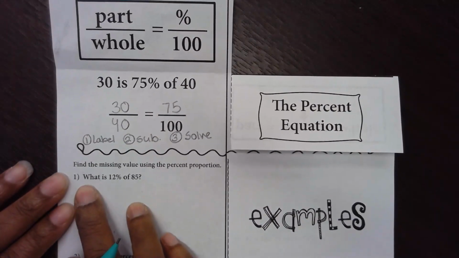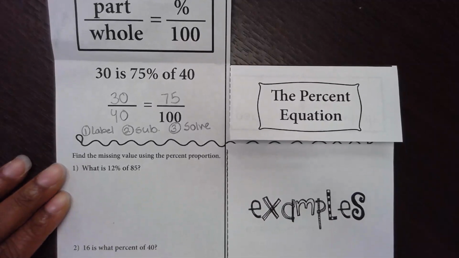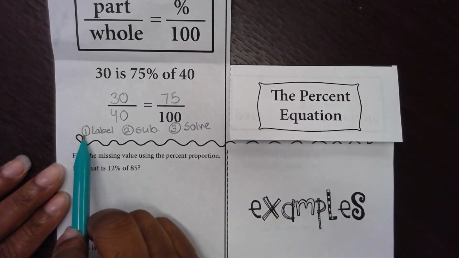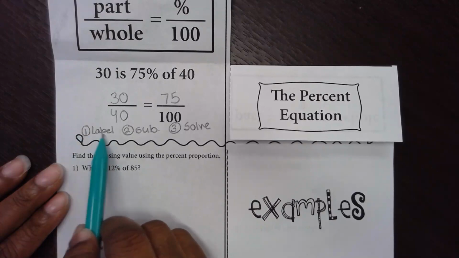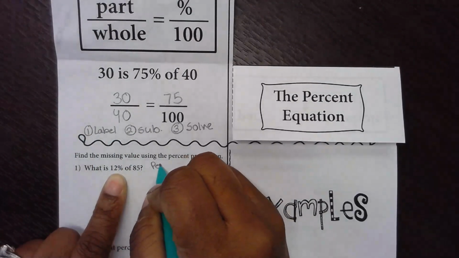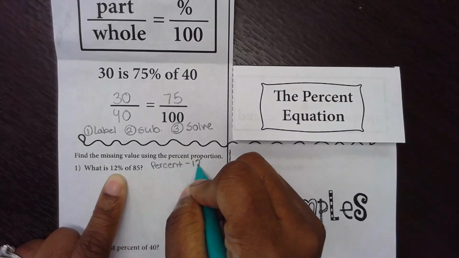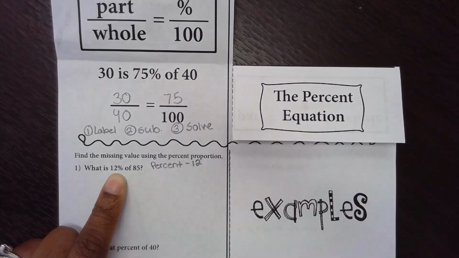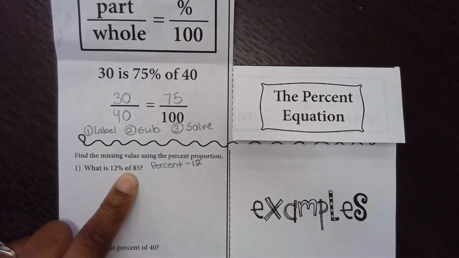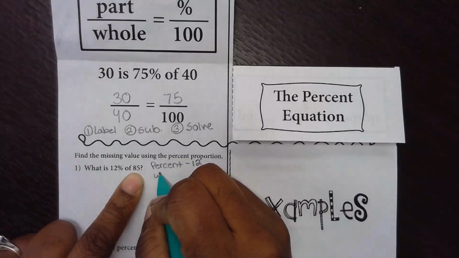So here's example number 1. What is 12% of 85? So let's follow our steps. Step 1, label what you have. What do they give us? They give us the percent. We know the percent is 12. What else do they give us? What is 12% of 85? They give us the whole.